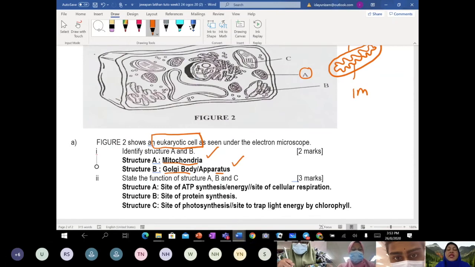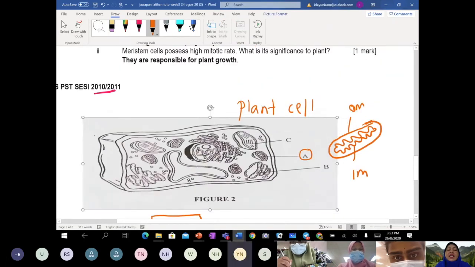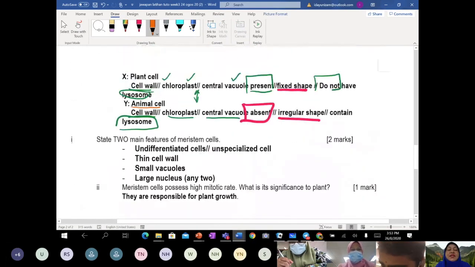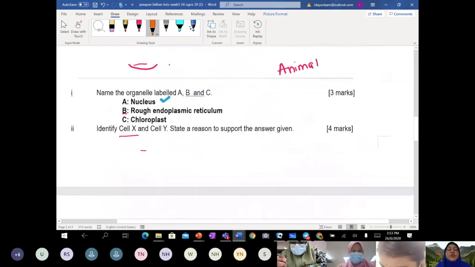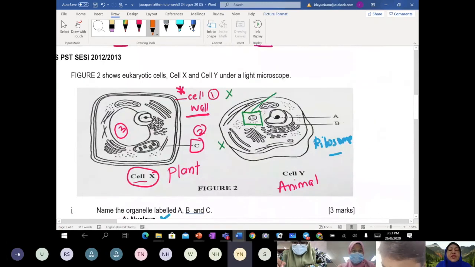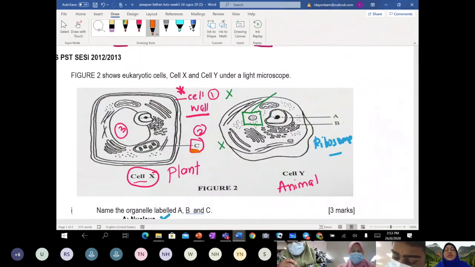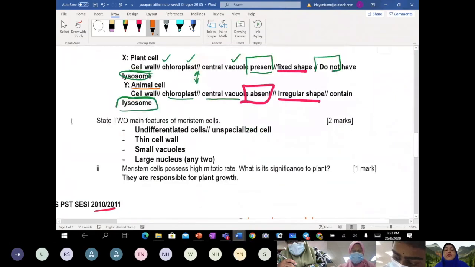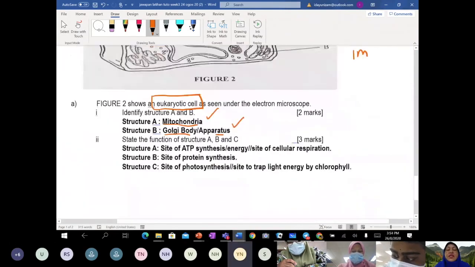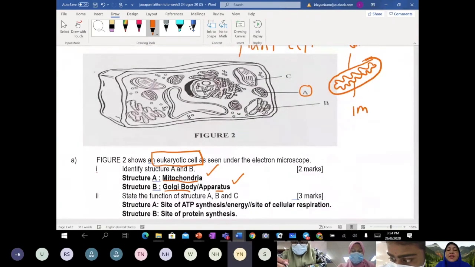If you realize, when it comes to plant cell, chloroplast is one of the popular organelles. If you see just now, the questions keep on asking you to identify chloroplast. So same goes here. C is chloroplast.